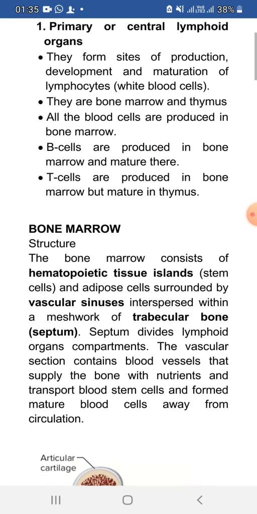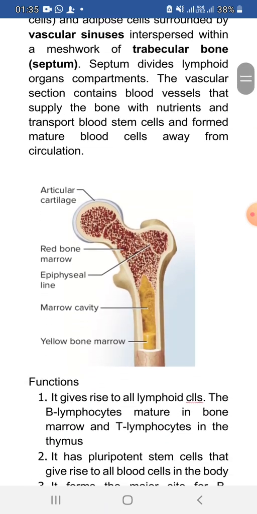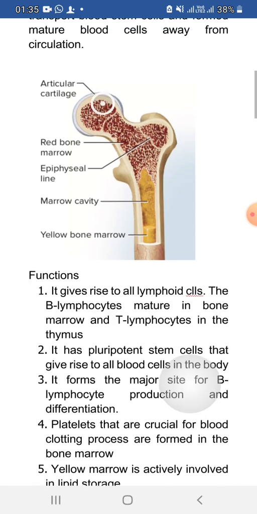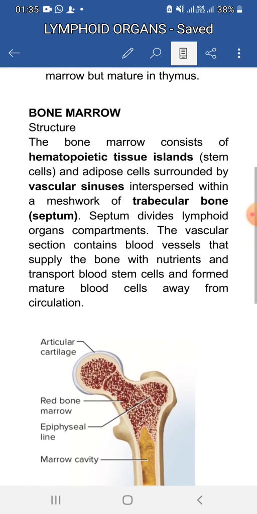Then let's move on and now see the structure of the bone marrow. This diagram is the diagram along a bone. It shows red bone marrow and yellow bone marrow. Yellow bone marrow stores lipids. Red bone marrow is where the blood cells are formed. Now remember, white blood cells are the immune cells. So it is in this place that the activity of producing cells takes place.